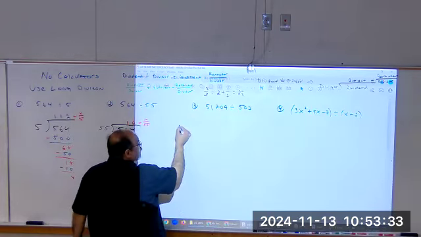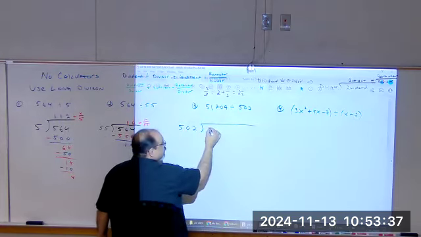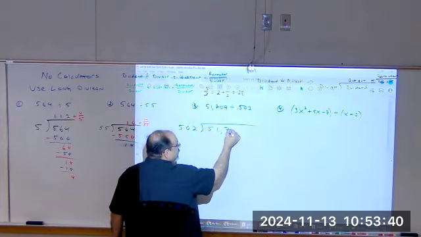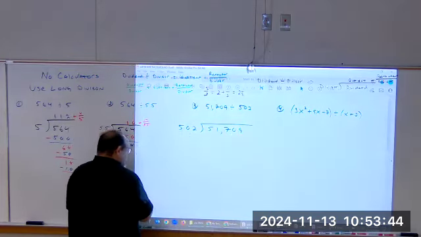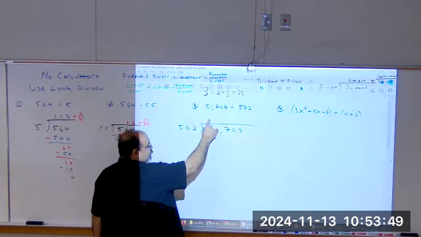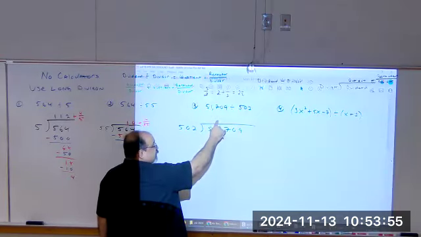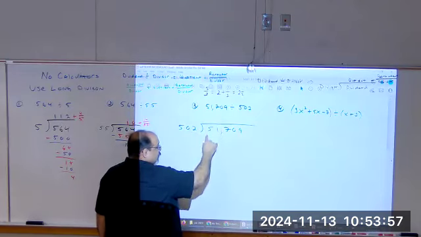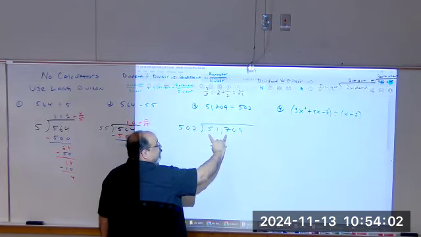Place value. So 502 divided into 51,709. In the 10,000 place, 502 doesn't go into 5. So there's nothing above the 5, nothing in the 10,000 place. 502 going into 51, there's nothing in the 1,000 place. So we start in the hundreds place. How many times can 502 go into 517? Once.